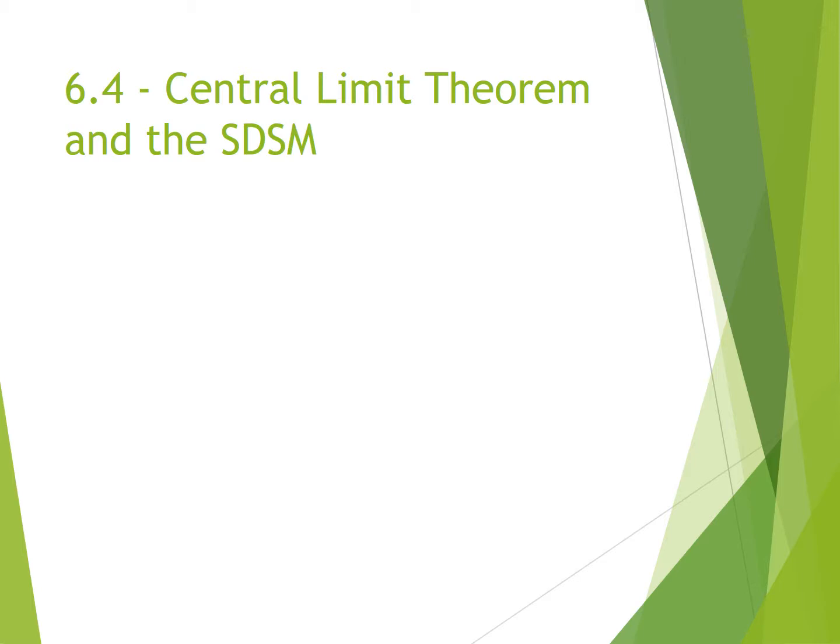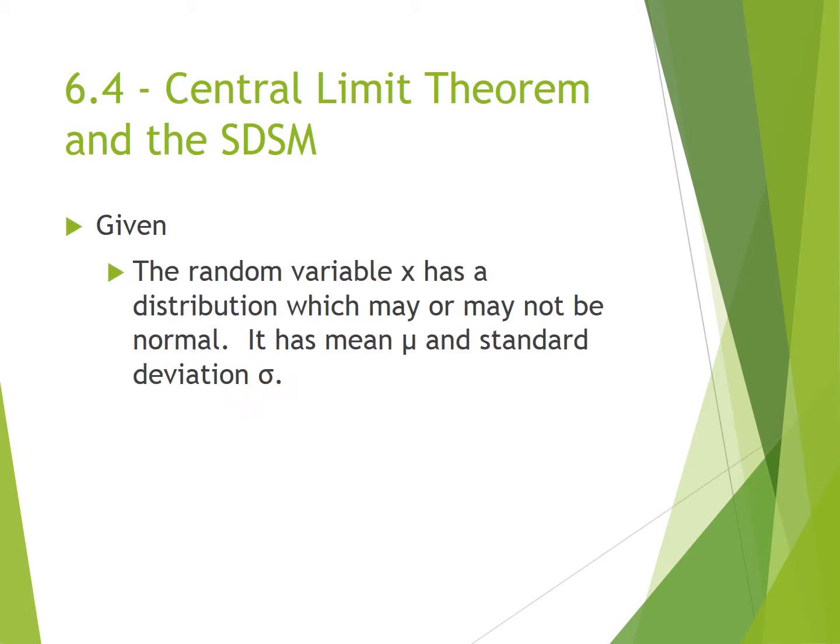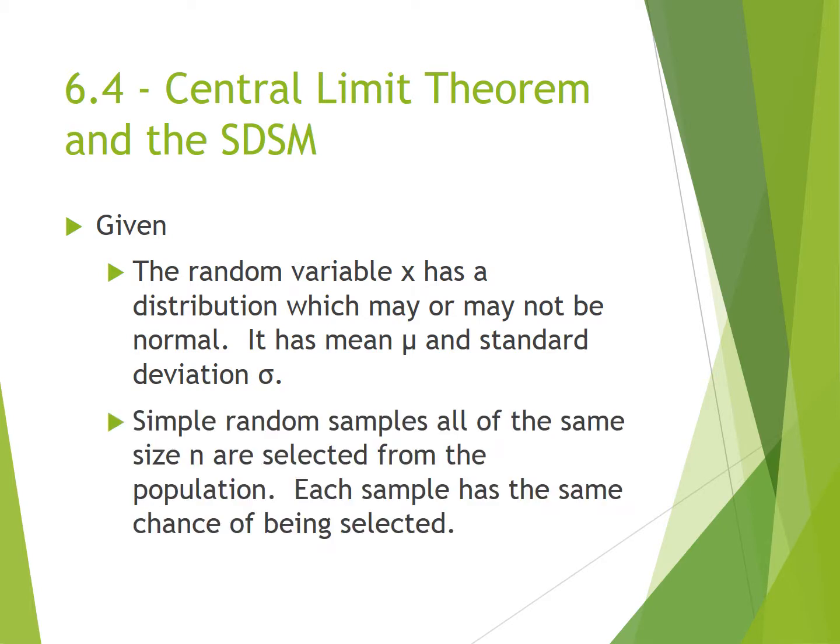And I know some of you feel the big picture is very cloudy, but this is the more important part, the central limit theorem. The central limit theorem says, suppose we have a variable that may or may not be normally distributed, and it has a mean and a standard deviation. Then we take simple random samples, all of the same size n, and each sample has the same chance of being selected, so it's randomly selected.